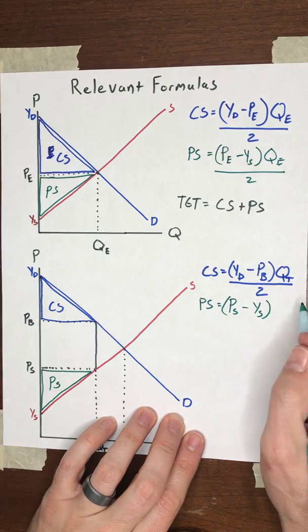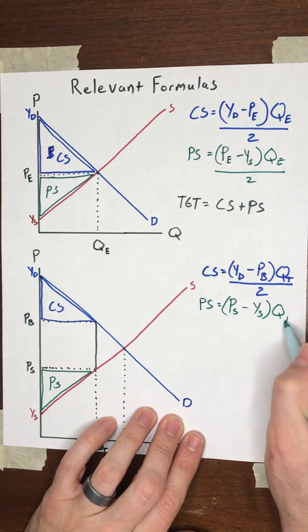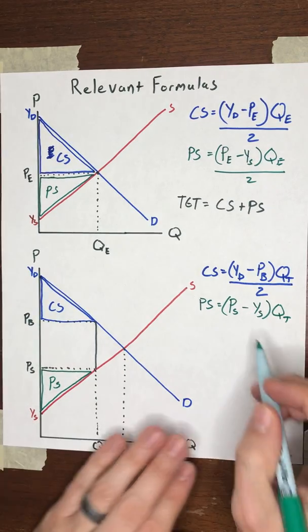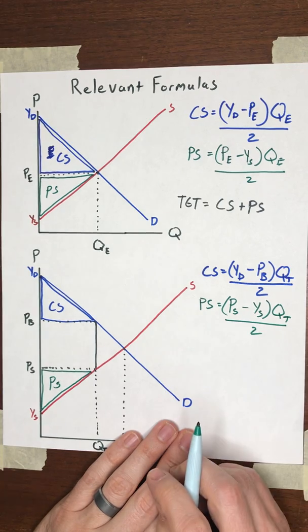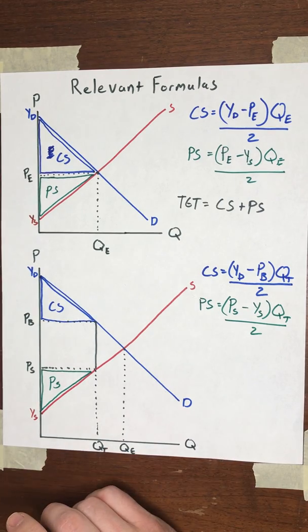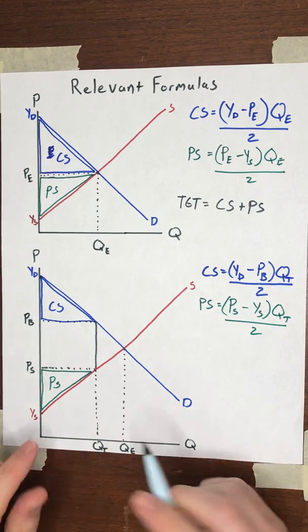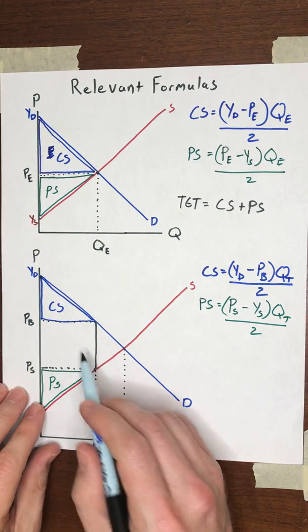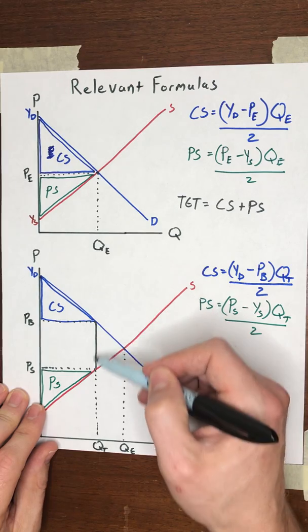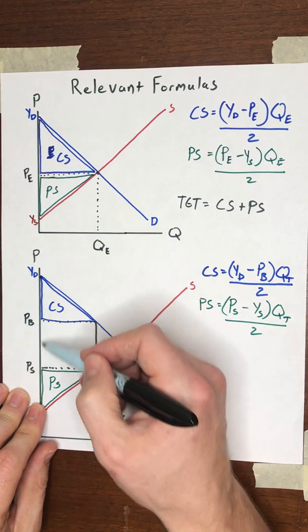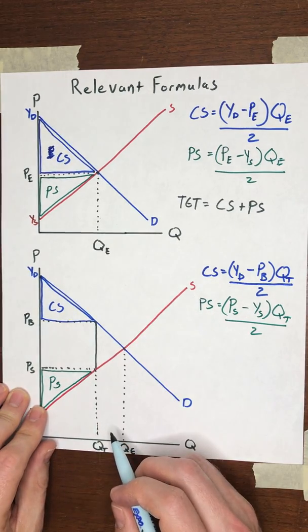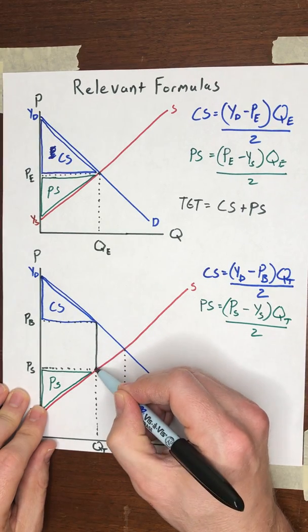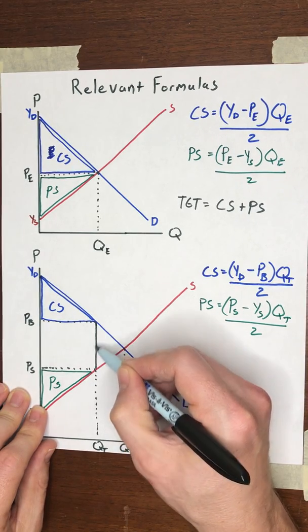Multiply that by the quantity of units that are trading, divide by 2. Okay? Then we have two more areas here, two more shapes. I'm going to start with this rectangle on the left. This represents all of the revenues that the government is going to raise, right? This tax wedge tells us how much they're charging per unit.